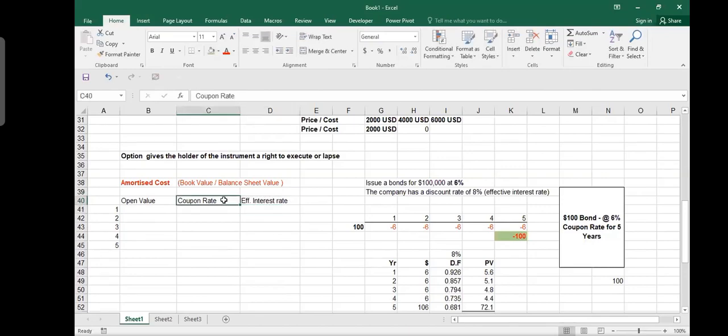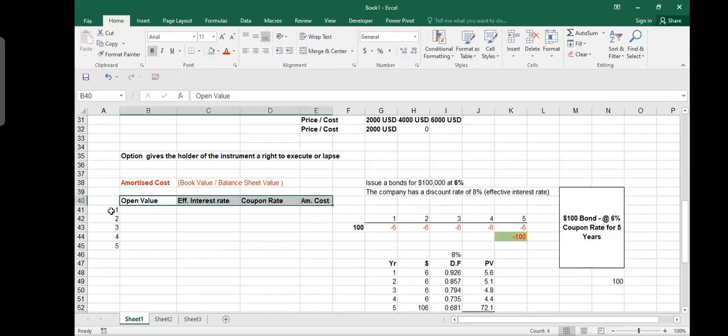And in fact, let me change the places. It would be better if I put effective interest rate here, and I put coupon rate here, and I say my amortized cost. This is end of the year. So what will happen? Now, let me create some space.